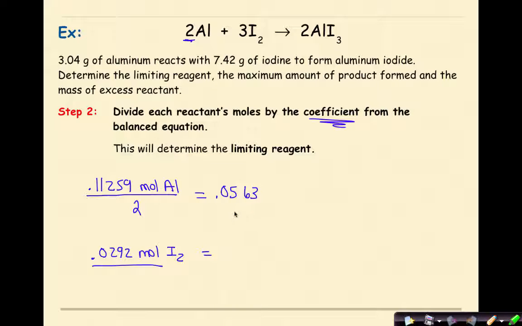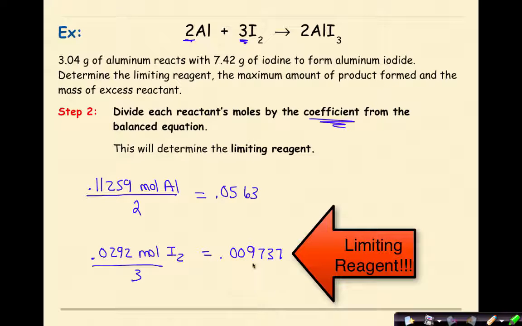Do not worry about units. I'm going to now take my moles of I2. The coefficient in front of the I2 is 3. So if I take 0.0292 divided by 3, I'm going to get 0.009737. Now, the limiting reagent is the smaller of these two numbers. So if we look at iodine, we notice that this is a smaller number. So this is my limiting reagent. And I'm going to refer back to this over and over again in this problem.